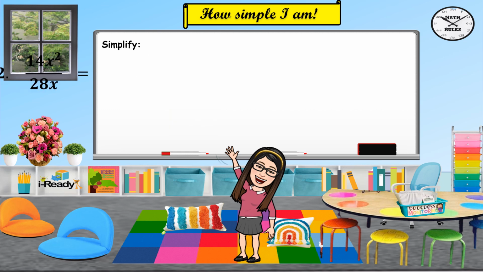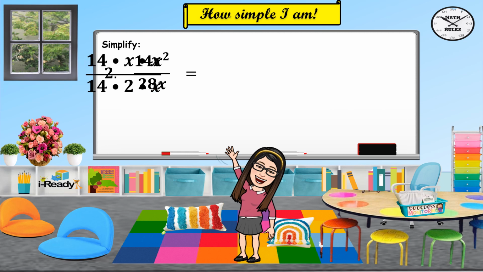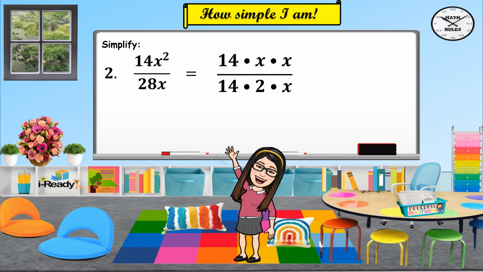Let's try another one. How about if we're going to simplify 14x squared all over 28x squared? So, you need to factor it. 14 times x, 14 times 2 times x. So, just cancel the common factors, yung 14, tsaka yung x. So, yan. So, remaining factors is x over 2. O, yan yung simplified form niya.